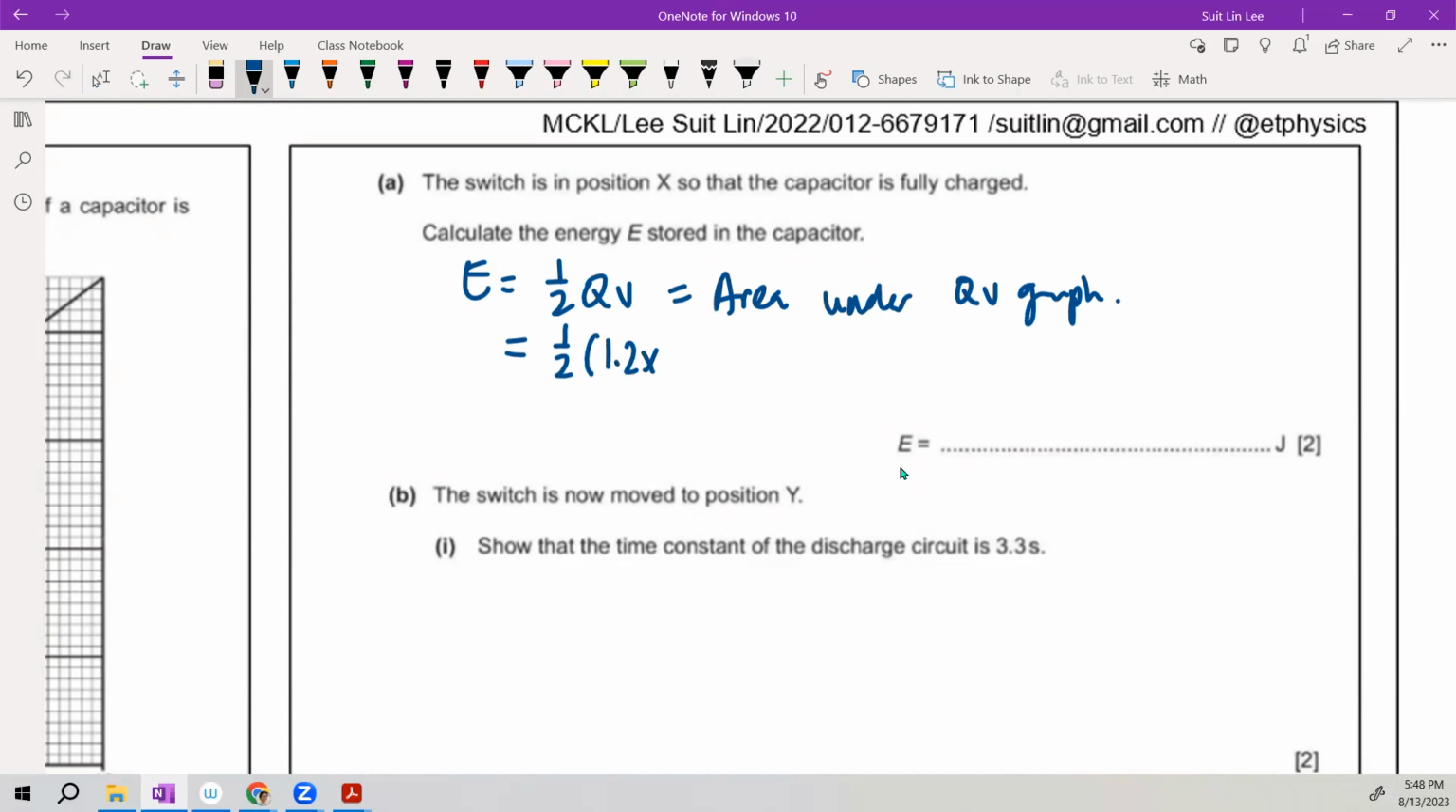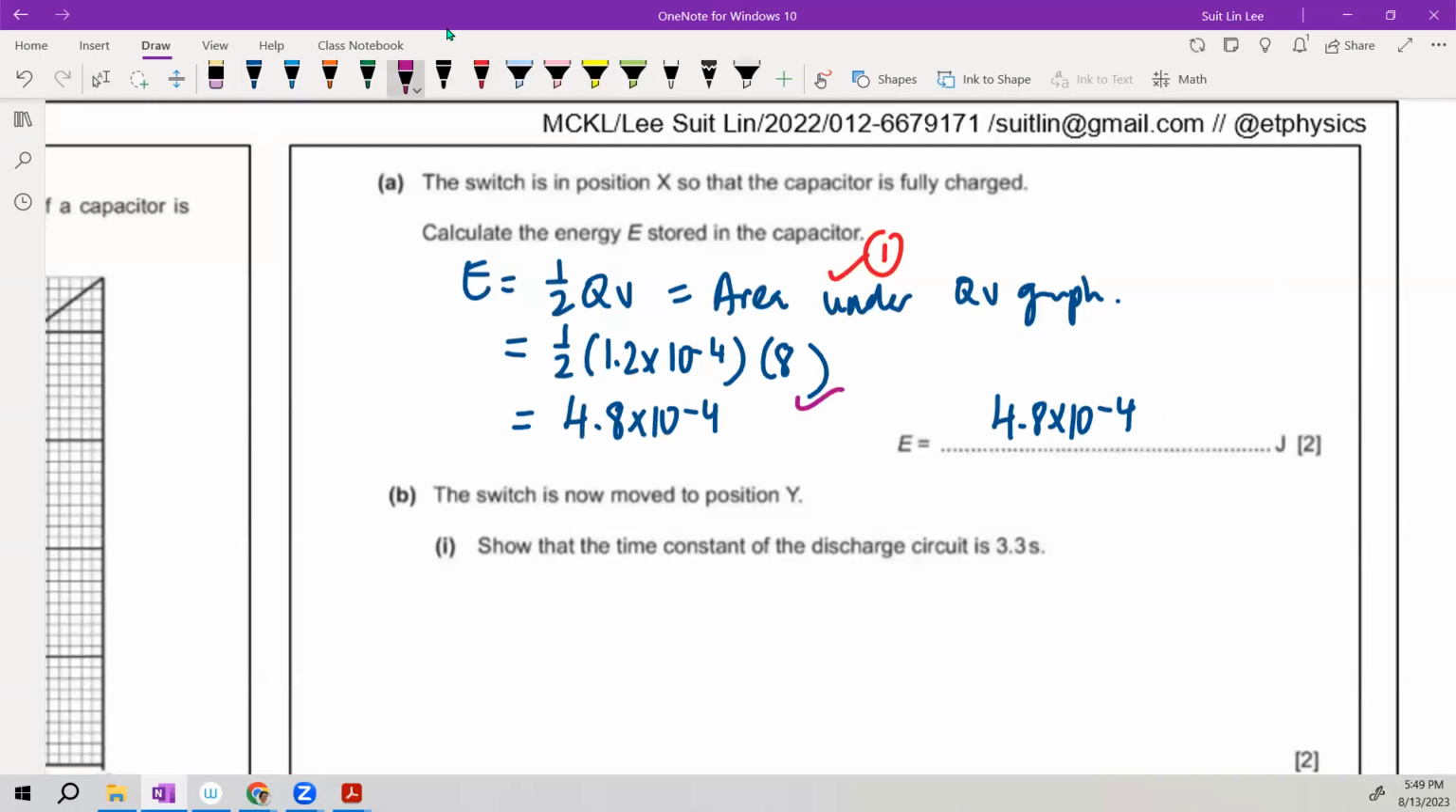So the charge stored is 1.2 times 10 to the power negative 4 coulomb. The voltage is 8 volt, because the power supply is only 8. So from here, you will get 4.8 times 10 to the power negative 4. If you have the idea to use half QV or the area under the QV graph, you get 1 mark. The final answer and the substitution is 1 mark.